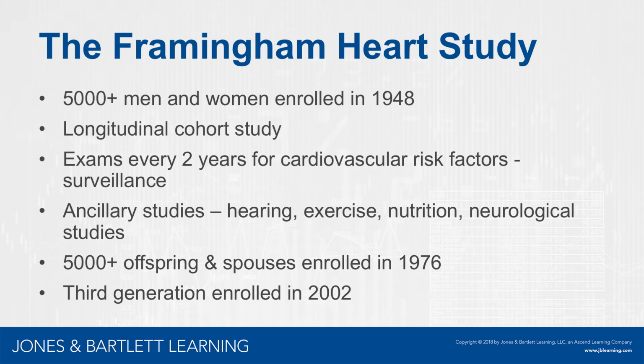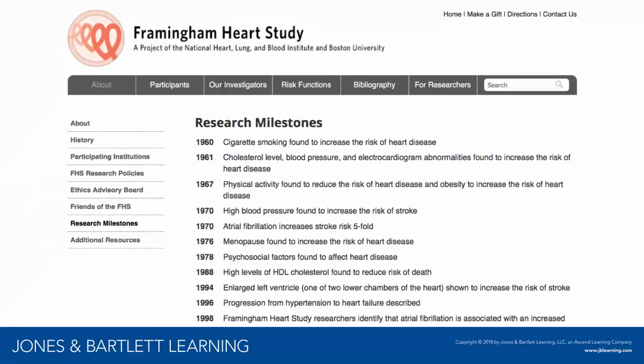In the mid-70s, another 5,000 of the children and their spouses were enrolled in what they call the offspring cohort. And then in 2002, a third generation of about 4,000 people was enrolled to start to look at genetic risk factors for cardiovascular disease. And much of what we know about cardiovascular disease in this country was actually discovered in the Framingham study. So our students take it as fact that smoking increases the risk of heart disease. That was actually demonstrated for the first time with data from the Framingham study. So there are data available from this study that you can use in your classes.